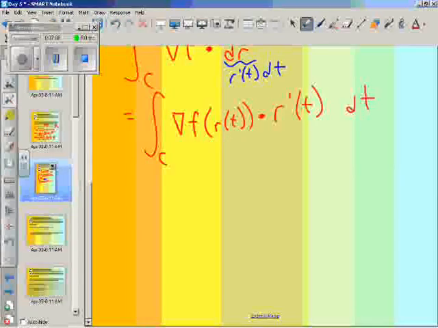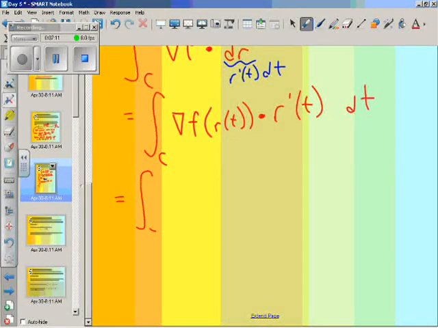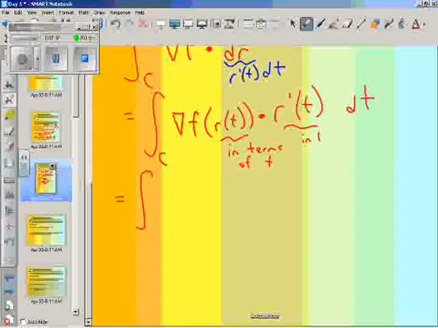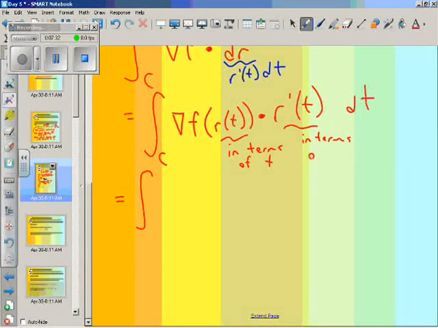Okay, so what I want to do now, very briefly, is also notice that, being that we've turned everything here, we put this in terms of t, and we've also put this in terms of t. So we can go ahead and change our bounds, and our bounds are just going to be from a to b, because of how we parameterize our curve.